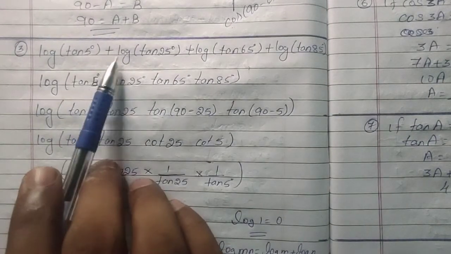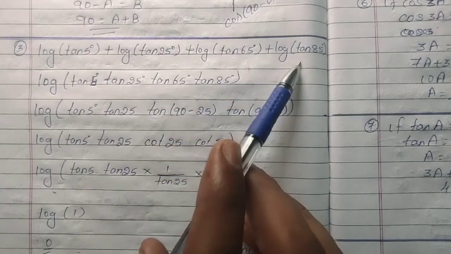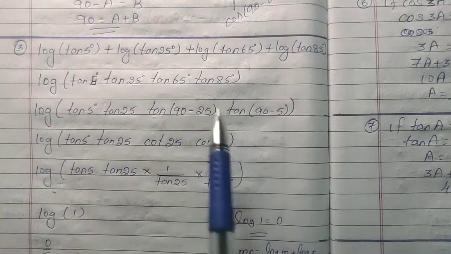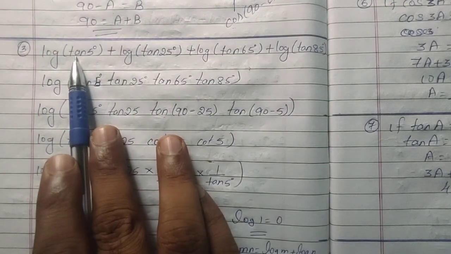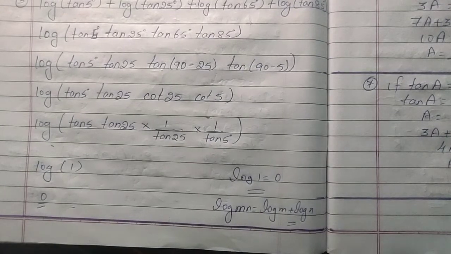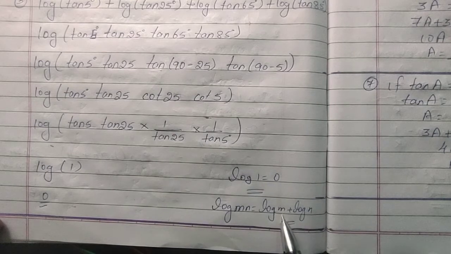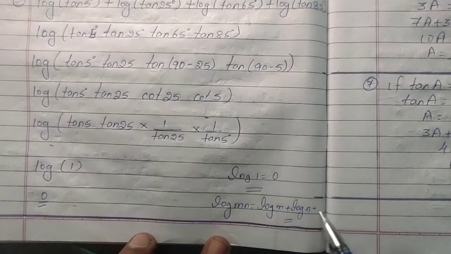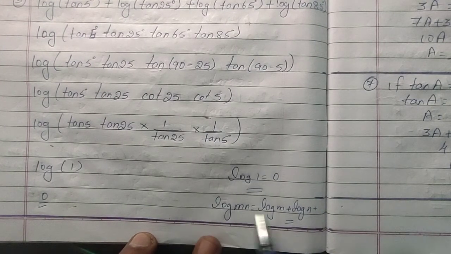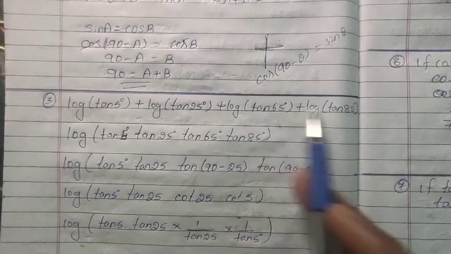Log tan 5 degree plus log of tan 25 degree plus log of tan 65 plus log of tan 85 degree. See, there is one formula in logarithm: log m plus log n, addition is happening, so we can multiply, log mn. Even if one more term is there, log p, log q, everything we can multiply. So this is m, this is n, this is p, this is q.